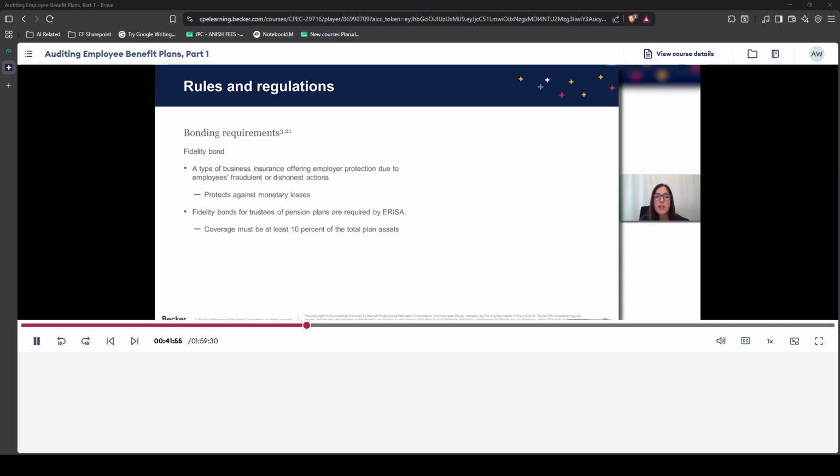A fidelity bond is required by the Internal Revenue Service. And this bond is a type of insurance that covers in case of fraudulent or dishonest actions. So it protects the participants and protects the plan assets in the event of fraud or dishonest action. So it does protect the plan against monetary losses. Now, the fidelity bond has to cover anybody who has the ability and/or authority to handle plan assets.